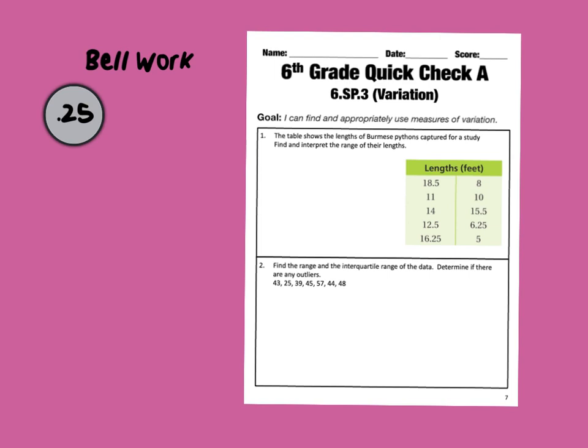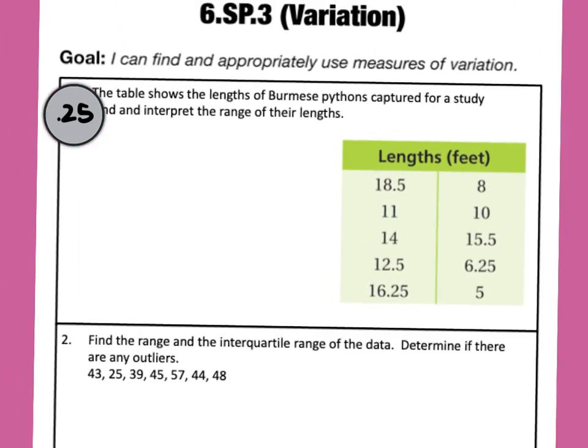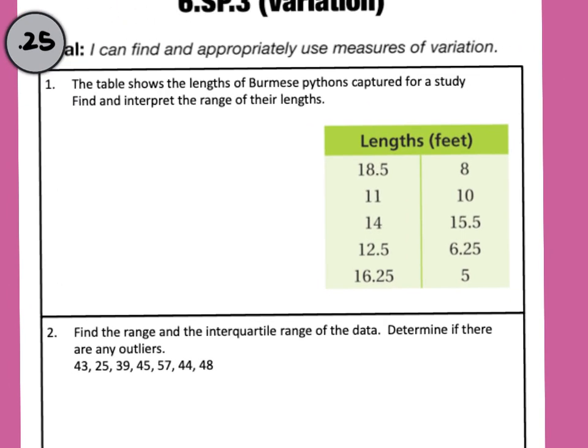So number one says the table shows the lengths of Burmese pythons captured for a study. So it wants us to find and interpret the range of their lengths. So for our purposes, I'm going to make this a little bit bigger. Move that out of the way. Okay, so the first thing I've been teaching this, you need to put your data in order from least to greatest. That is just a good practice to get into, because most of the time you have to do it anyway. So here we go. We're going to put these in order from least to greatest.